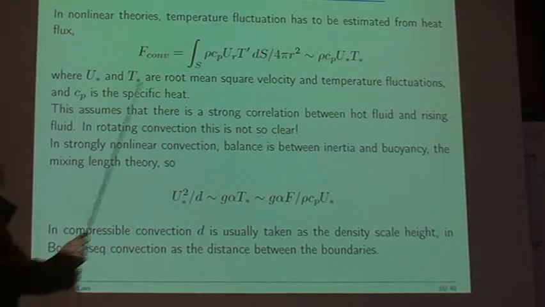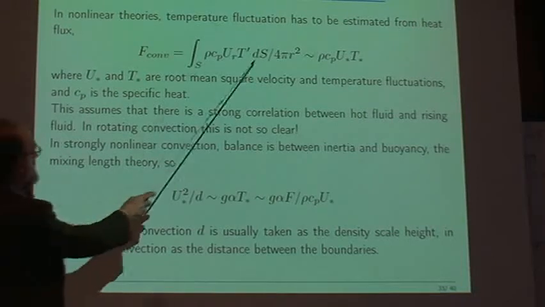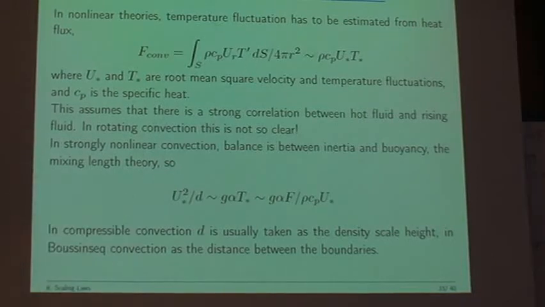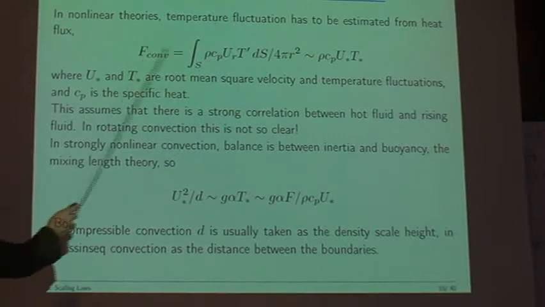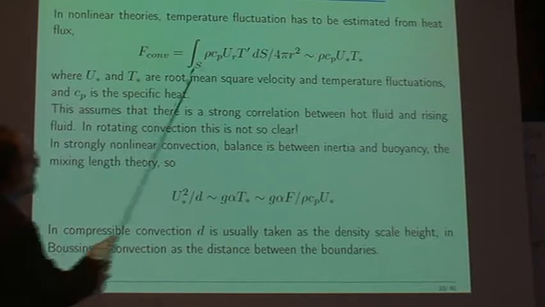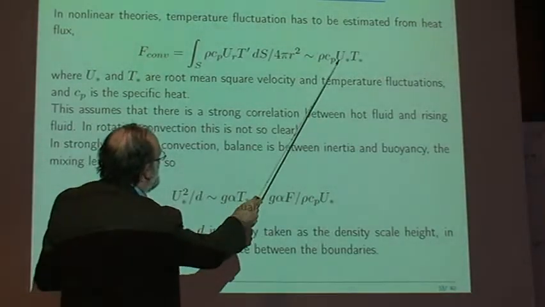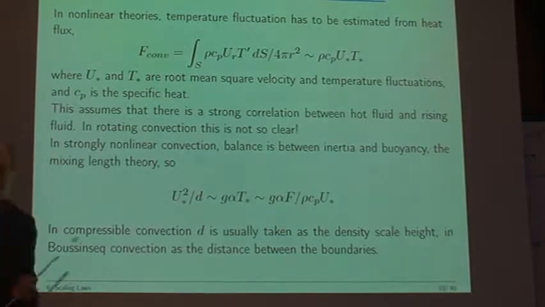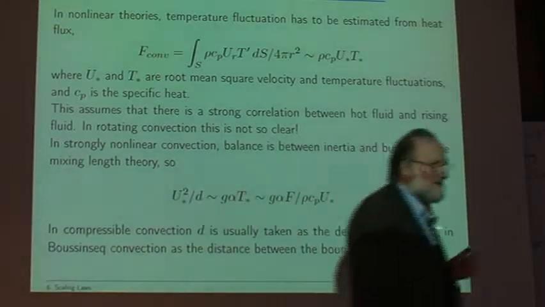Well, the beginning of nearly all these theories is to estimate the temperature fluctuation and the velocity fluctuation from the convective heat flow. So the convective heat flux is given by that formula. To a simple approximation, I'm just going to replace these things here by a typical velocity and a typical temperature. Now, even that very simple formula has controversial elements in it.